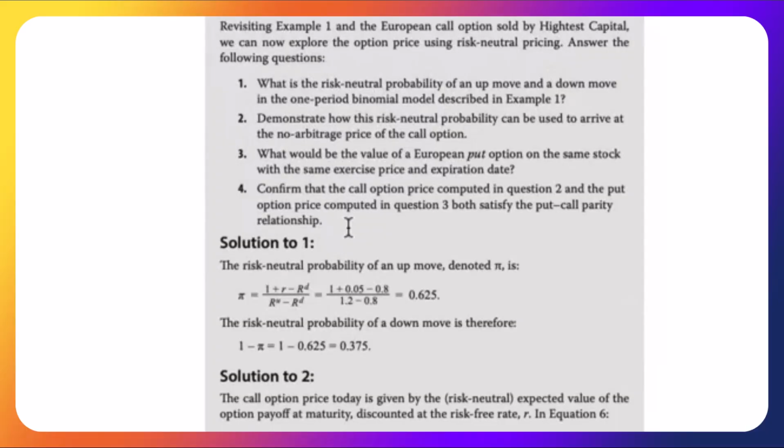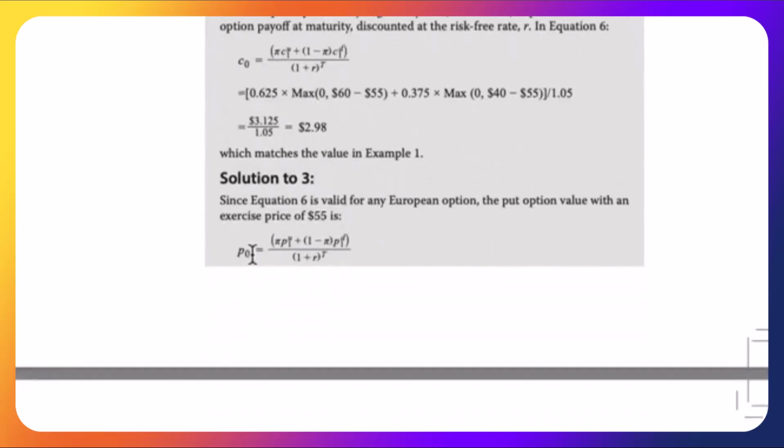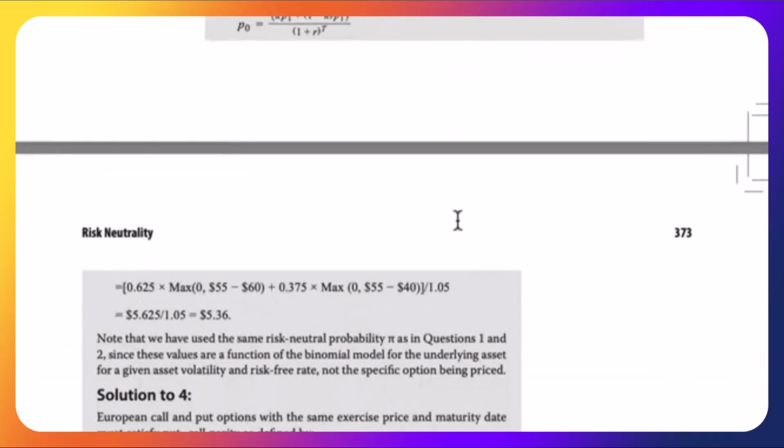What would be the value of a European put option on the same stock with the same exercise price and expiration date? And we can do the same thing with the put, by the way. All we're doing is just changing C to P. Pi is still the probability of an up move. But for a put, if we're going up, it's more likely the put will have 0 value, so it's the other probability that matters more, the probability of a down move. So it's just a weighted probability on the numerator, which is the expected value at time 1, discounted back to get to the expected value today.